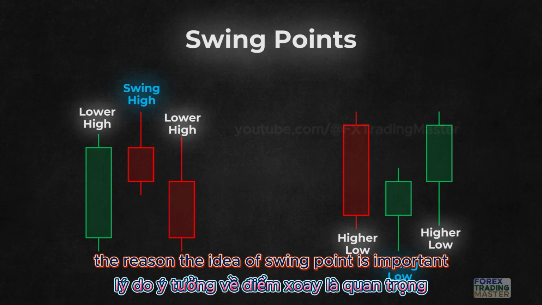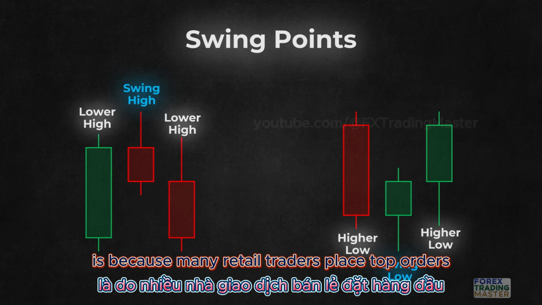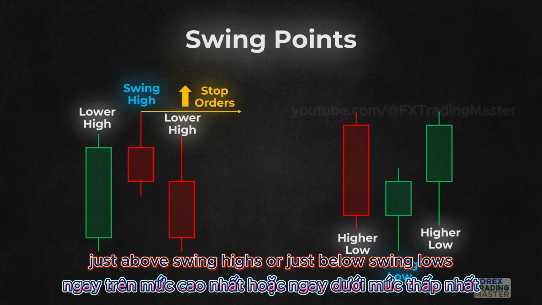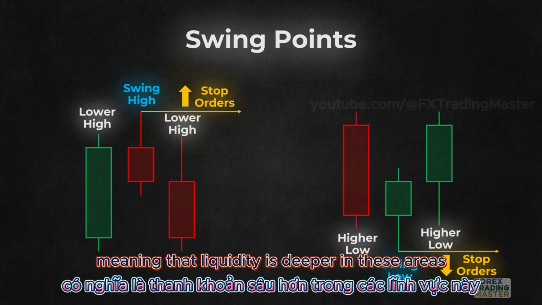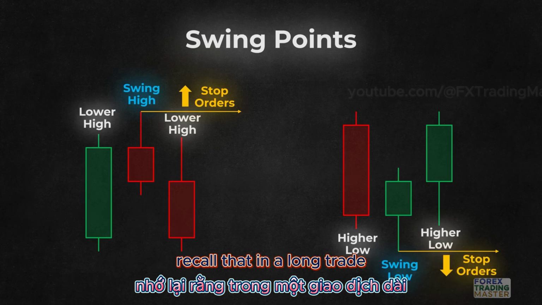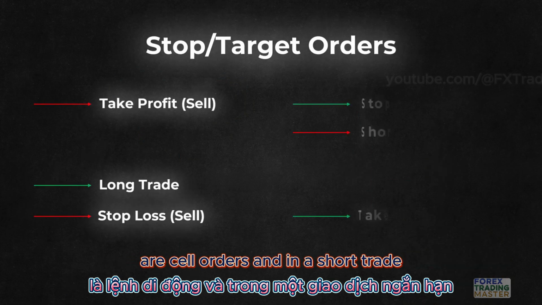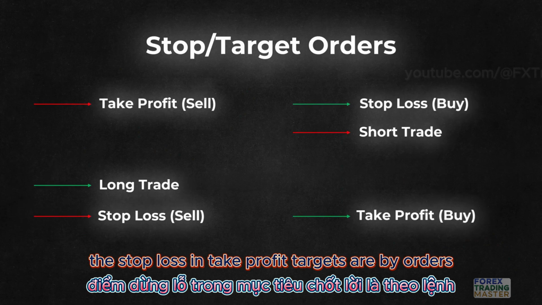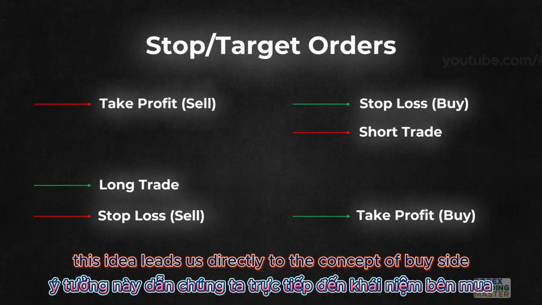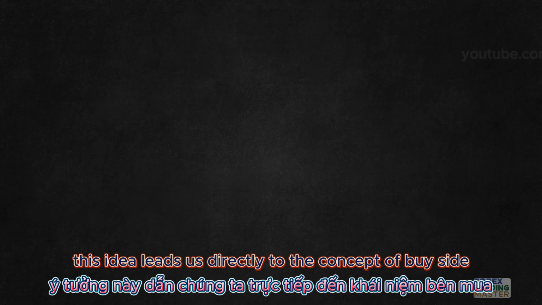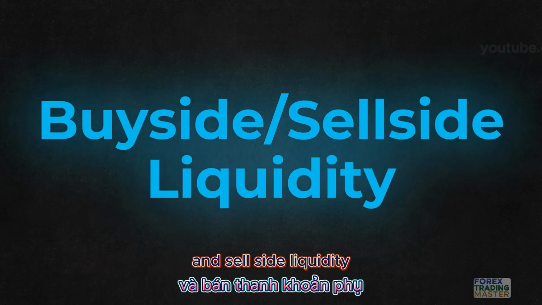The reason the idea of a swing point is important is because many retail traders place stop orders just above swing highs or just below swing lows, meaning that liquidity is deeper in these areas. Recall that in a long trade, the stop loss and the take profit target are sell orders, and in a short trade, the stop loss and take profit targets are buy orders. This idea leads us directly to the concept of buy-side and sell-side liquidity.